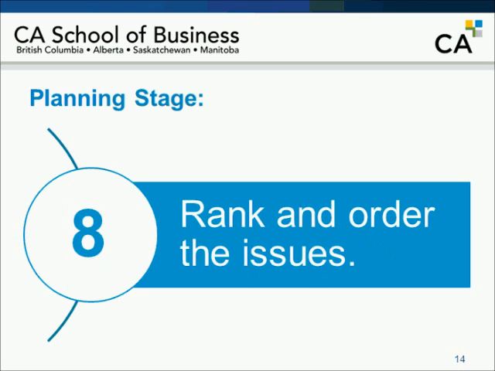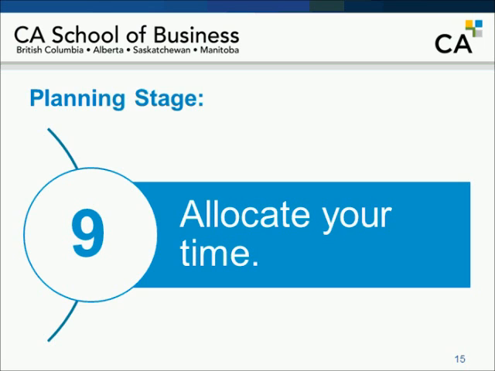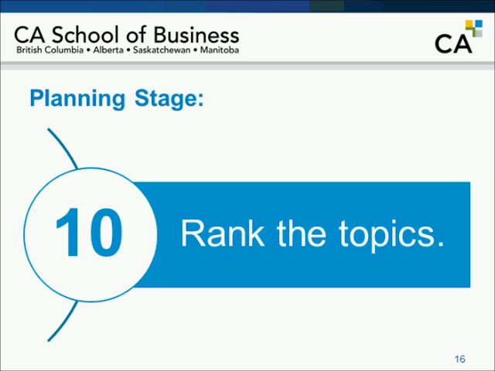The eighth step in the planning stage involves ranking and ordering the issues. Decide in which order the issues should be approached. The ninth step in the planning stage involves allocating your time. Assign time to spend analyzing and responding to each issue. The 10th and final step in the planning stage involves ranking the topics. Prioritize the topics that relate to each issue.